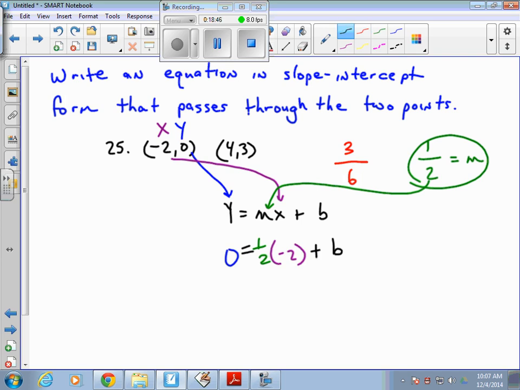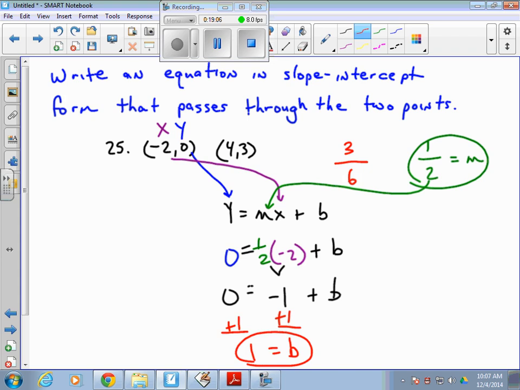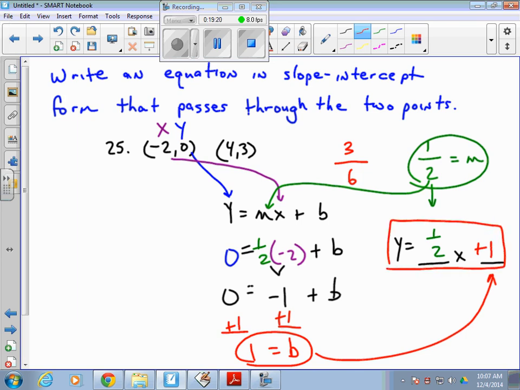So when you multiply 1/2 times negative 2, half of negative 2 is going to be 1. And then since it's a positive times a negative, it'll be negative 1 plus b equals 0. Add 1 to both sides. B's value is 1. Now that you have m and you have b, y equals mx plus b. M's value again is here, 1/2 x plus b is right here, plus 1. 1/2 x plus 1.